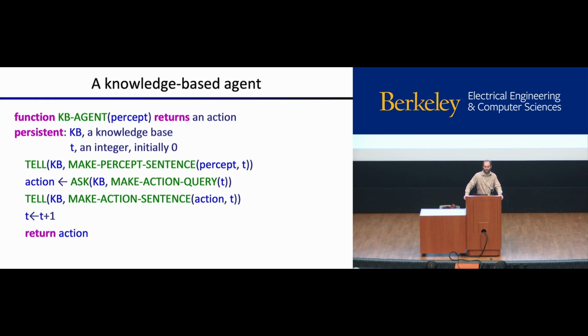We ask the knowledge base, is this action the right next action? If we want to know if a certain action is the right answer, we turn that into a sentence. And we ask the knowledge base, is this entailed by your knowledge base? And then we output an action. And then we tell it what it's done. And then we go on to the next time, and we repeat. That's the general structure. But obviously, I'm going to need to tell you more.